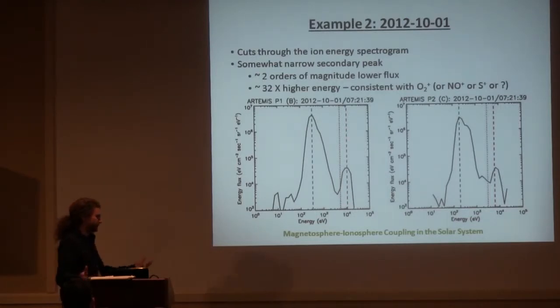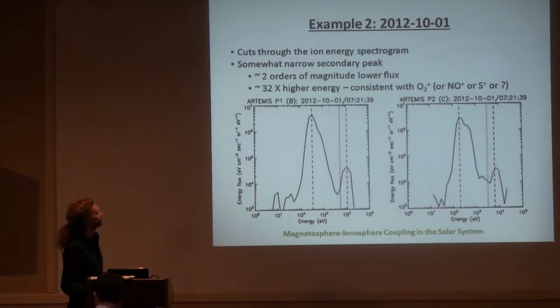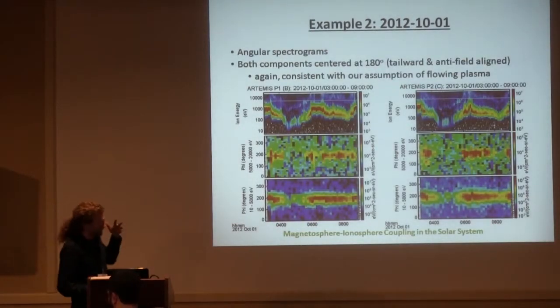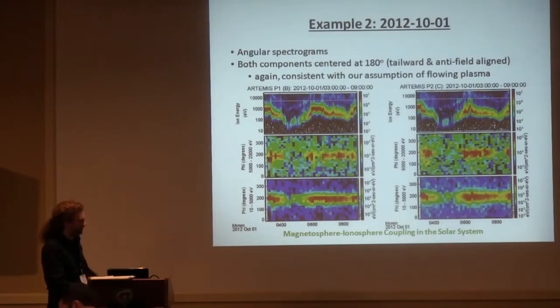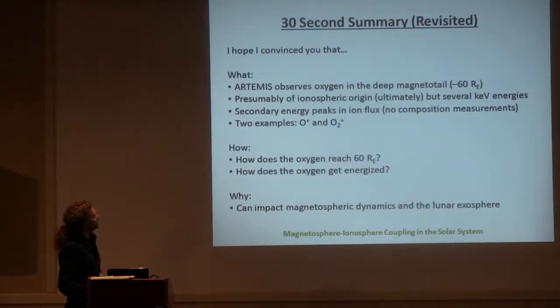So we say, well, that could be O2 plus, or it could be NO plus. I mean, that's still close, 30 times energy versus 32 times. Or it could be something like sulfur, but I highly doubt it because we're at Earth, not at Jupiter. And look at directions. Again, both the hot and cold components are going the same direction, so they seem to be moving together. So again, that's relatively consistent with our main assumption.